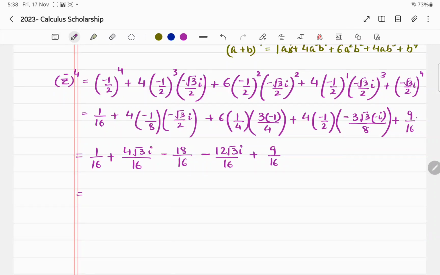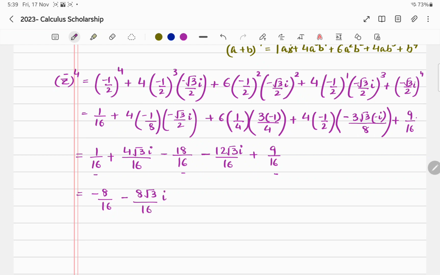Now let's do the real numbers together and imaginary together. So we have 1 over 16 minus 18 over 16 and 9. So 1 plus 9 is 10. 10 take away 18 is minus 8. So minus 8 over 16. 4 root 3i and 12 root 3i is going to be giving us 4 take away 12 is minus 8 again. So minus 8 root 3 over 16i.